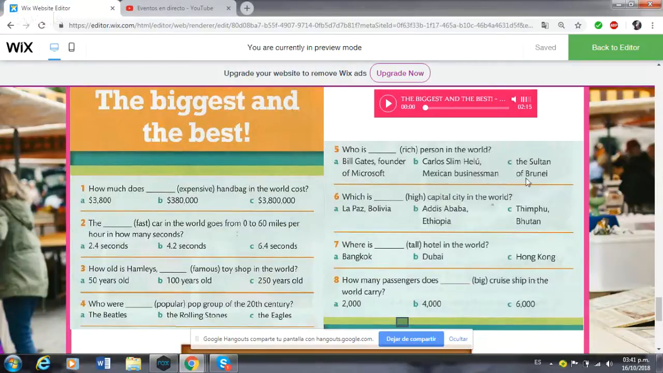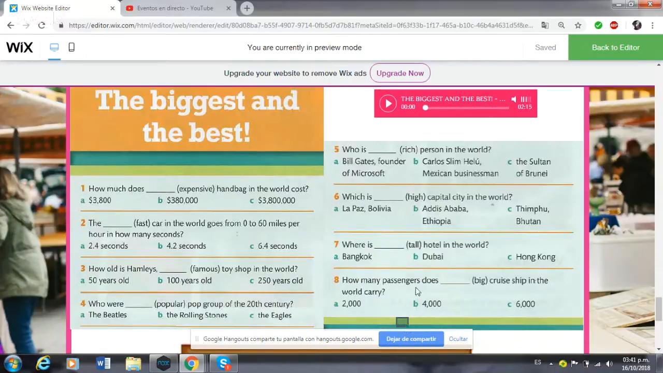Where is the missing word? High capitals. A La Paz in Bolivia. B Addis Ababa, Ethiopia. Or C Bogota. Okay, taking into account the audio, no? You need to listen firstly. Firstly, you need to listen to the audio so that you can complete the 8 questions and select the correct options of each one of them.